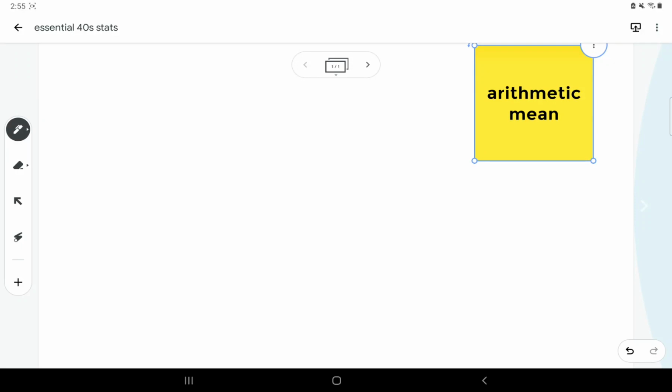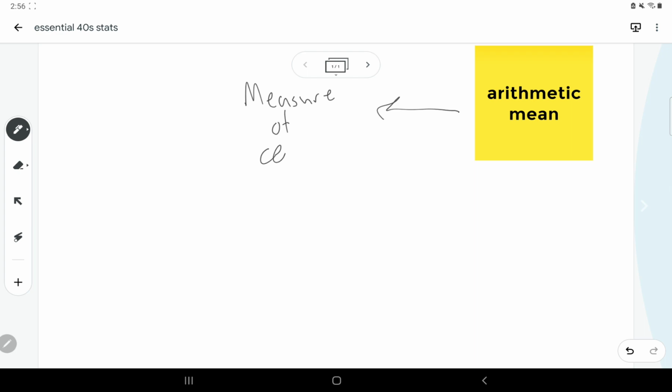So let's talk about arithmetic mean and what that means. Arithmetic mean is something that we like to call a measure of central tendency. What that really means is it helps us to look at a set of data. So if we have a set of data points of numbers, it helps us to find the center of those data points.